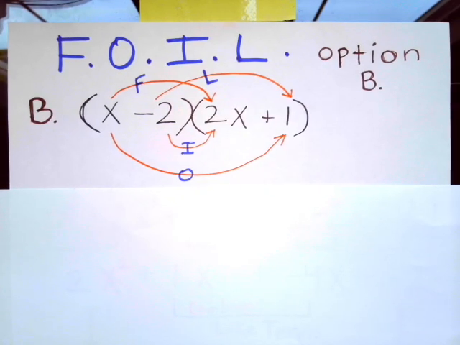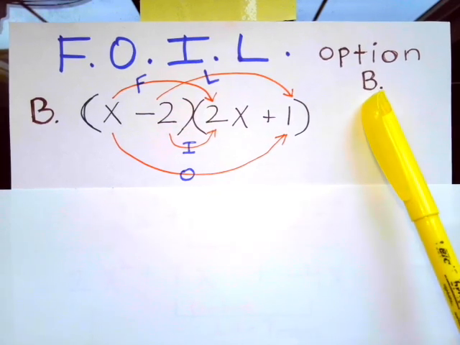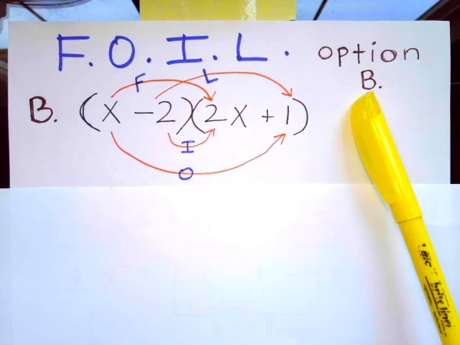Part 3 of a video where we're trying to find the correct factorization of a function, f of x equals 2x squared minus 3x minus 2, given options A, B, C, D, and E. We FOILed option A. Once we finished doing the math, it did not give us that original function of 2x squared minus 3x minus 2. So now we're going to try option B.